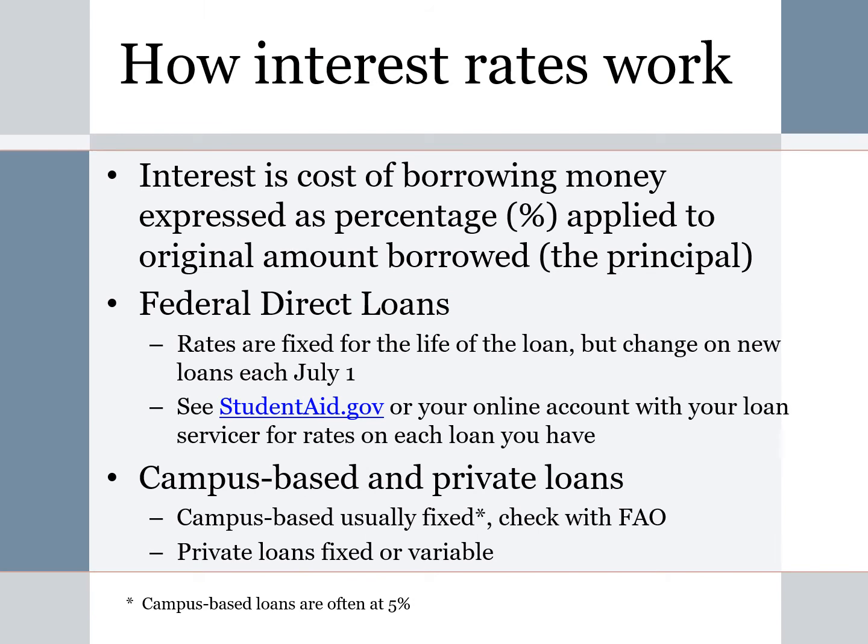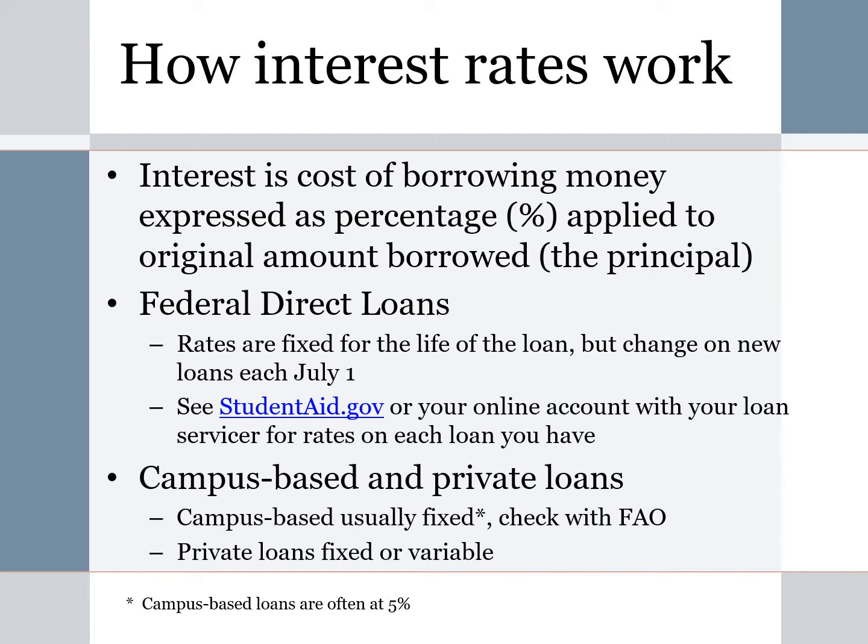Now, you probably know that interest is just the cost of borrowing money, and the way it works is it's expressed as a percentage that's applied against the original amount of your student loan, and the original amount you borrowed is called the principal or the principal balance.